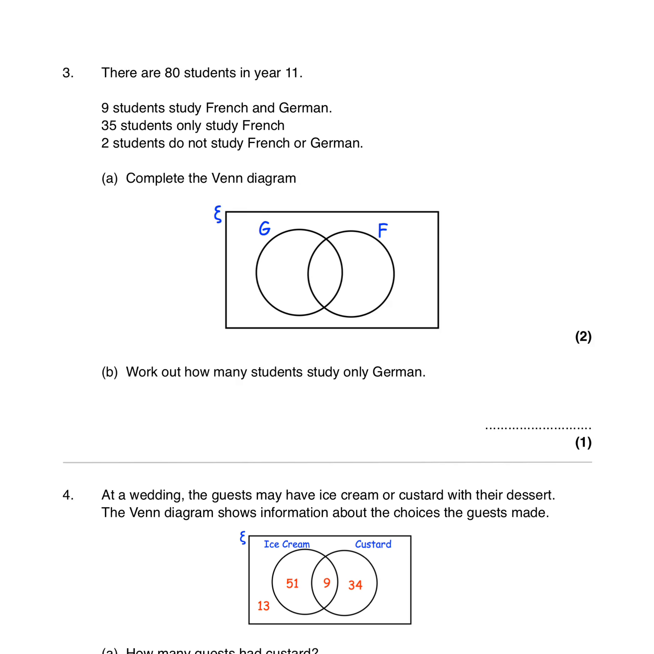This Venn diagram question is based around actual students, and the fact that they tell us here that there's 80 students in the year group tells me that when I finish there needs to be 80 students inside that rectangle. It's called the universal set. So reading through my information, I may not start to put it in the diagram straight away.